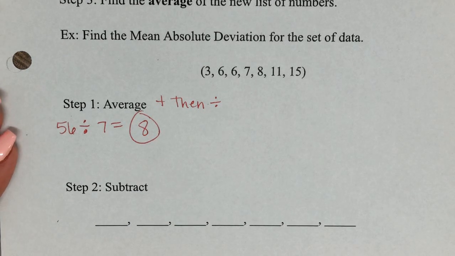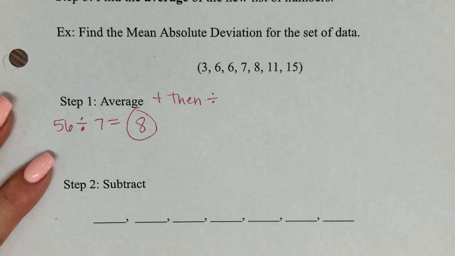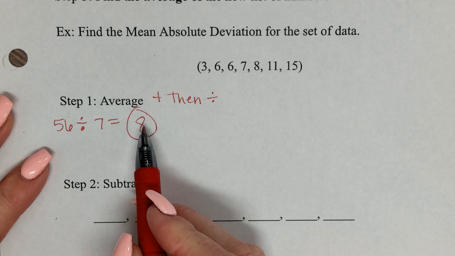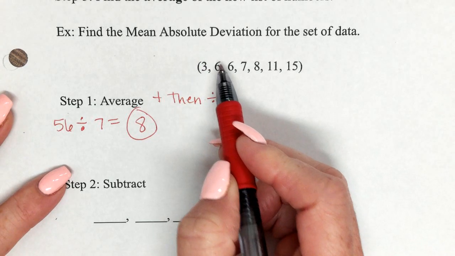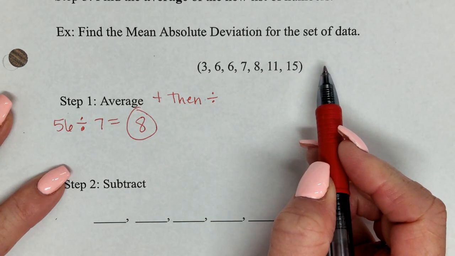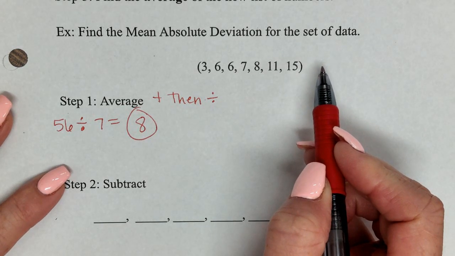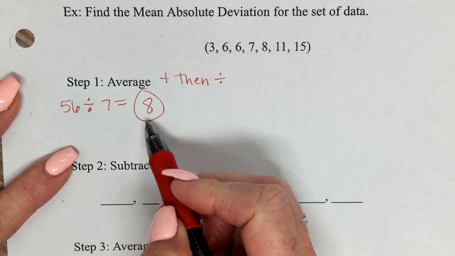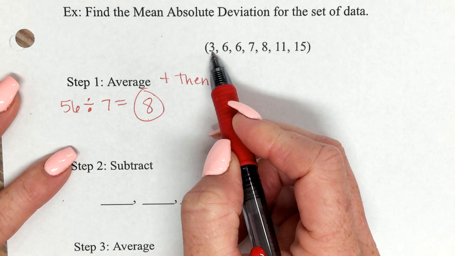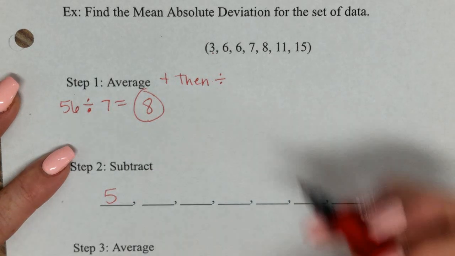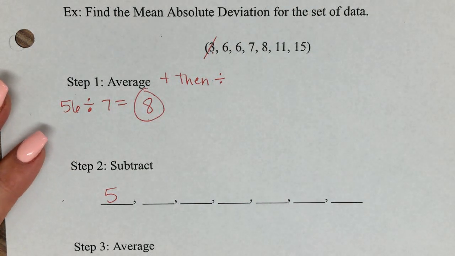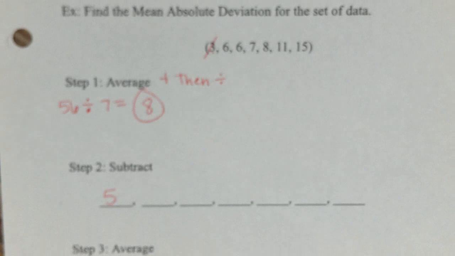Everybody with me? Step 2, you're going to take this number that you got and subtract it from every one of these numbers to come up with 7 new numbers. Okay? Are y'all ready? You're going to do 8 minus 3. What's 8 minus 3? You're going to write it, and now here's what you're going to do. You're going to mark it out that you already did it. Otherwise, you will get confused.